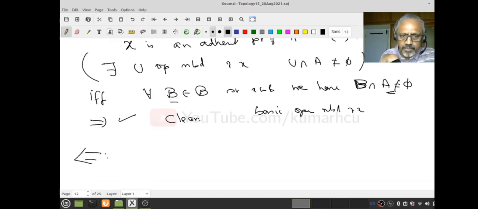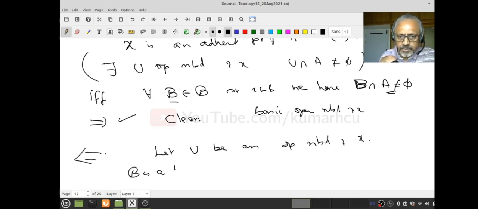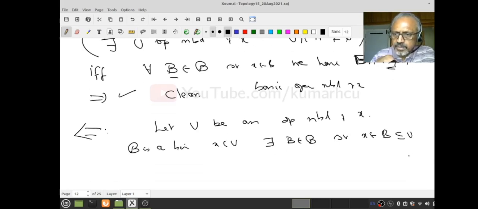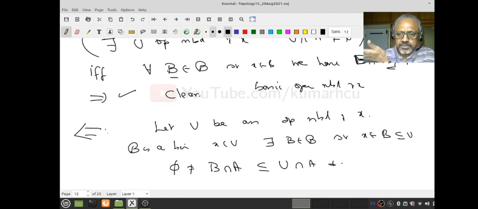So, let U be an open neighborhood of x. Now since script B is a basis and x is in U, I know there exists a B in script B, the basis, so that x belongs to B and B is contained in U, right? Now by assumption, B is a basic open neighborhood of x, therefore B intersection A is not empty. But B intersection A is contained in U intersection A because B is contained in U. Therefore, this is not empty. So I have proved it.